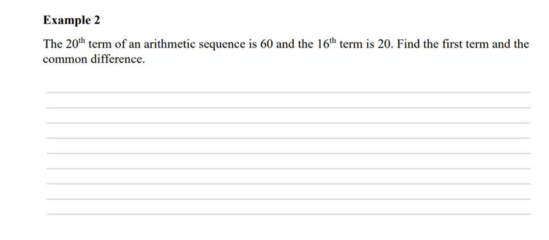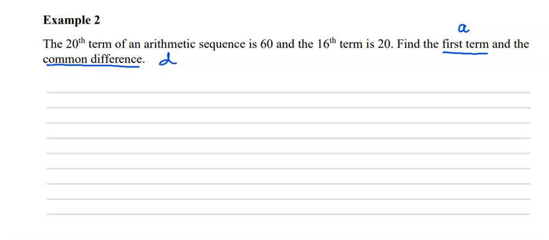The 20th term of an arithmetic sequence is 60 and the 16th term is 20. Find the first term and the common difference. So for this case, they want us to find the first term. You remember the letter we are using for that? Letter A. And the common difference, do you remember the letter we are using for that? We are using letter D.